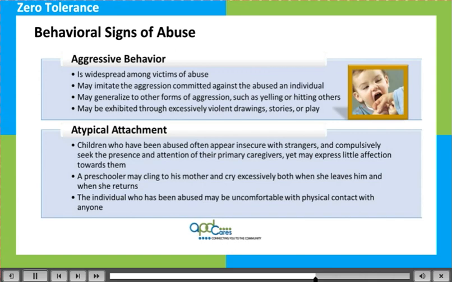Atypical attachment. Children who have been abused often appear insecure with strangers, and compulsively seek the presence and attention of their primary caregivers, yet may express little affection towards them. A preschooler may cling to his mother and cry excessively both when she leaves him and when she returns. The individual who has been abused may be uncomfortable with physical contact with anyone.